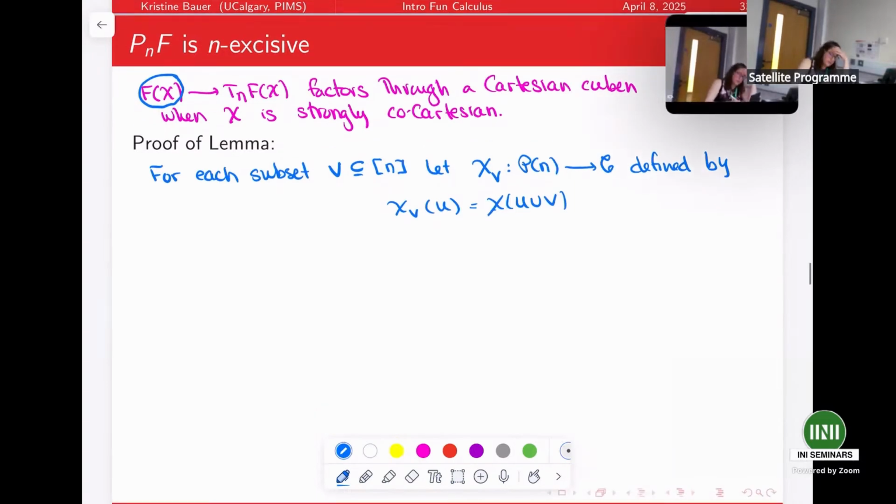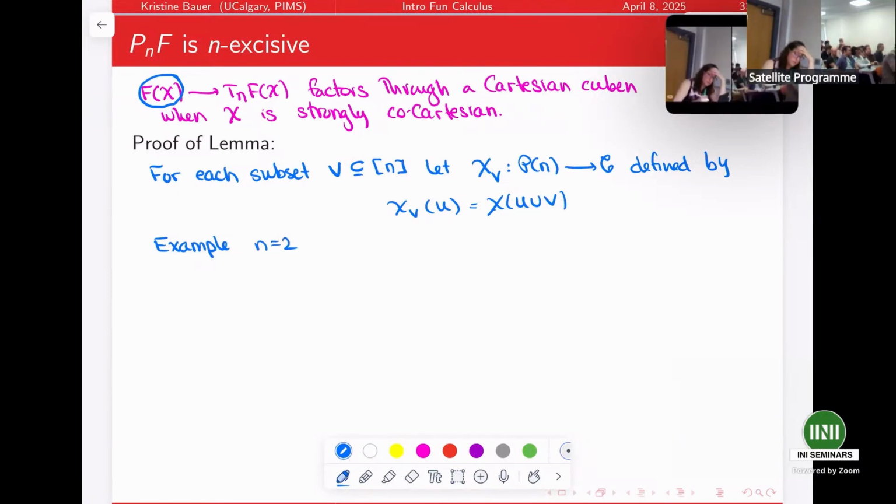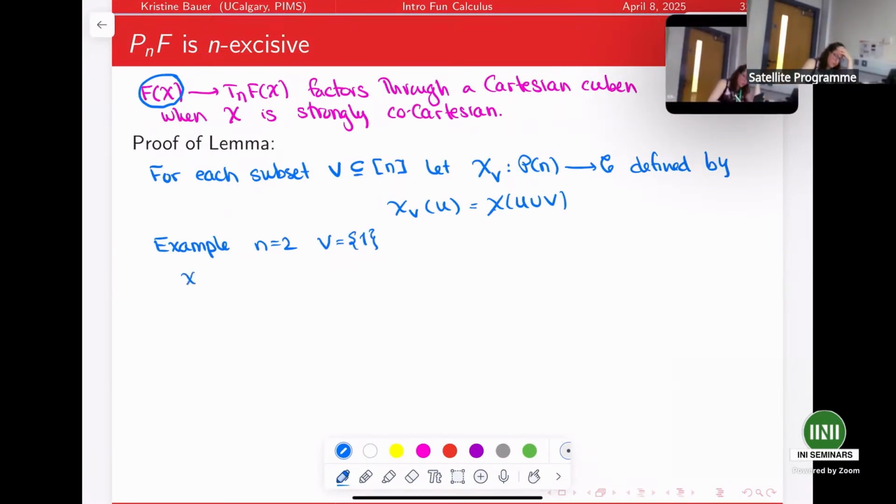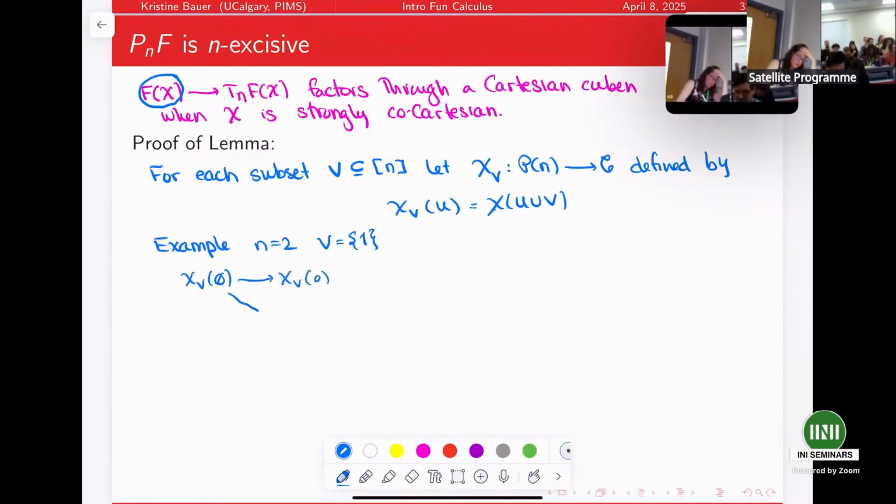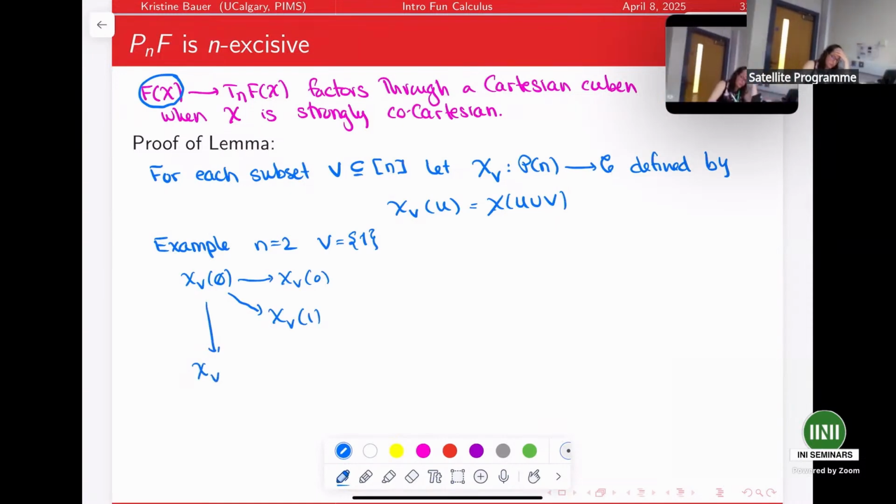Okay, so what does that thing do? I just want to show you one of these cubes. So we're going to take n to be equal to 2 because I can't draw any higher than that, and V to be equal to 1. Okay, so I might start with a cube chi V of the empty set, mapping to chi V of 0. I'm not going to put the brackets on because then I can write faster. So that's really the subset 1 of 0, 1, 2. This is the subset 2 of 0, 1, 2, and it just takes a long time to draw cubes.